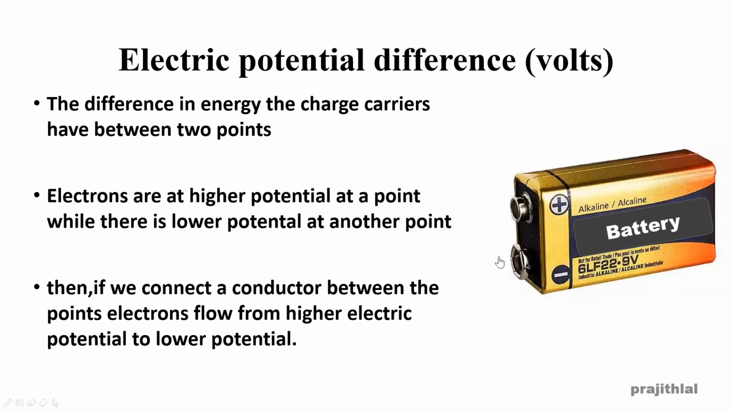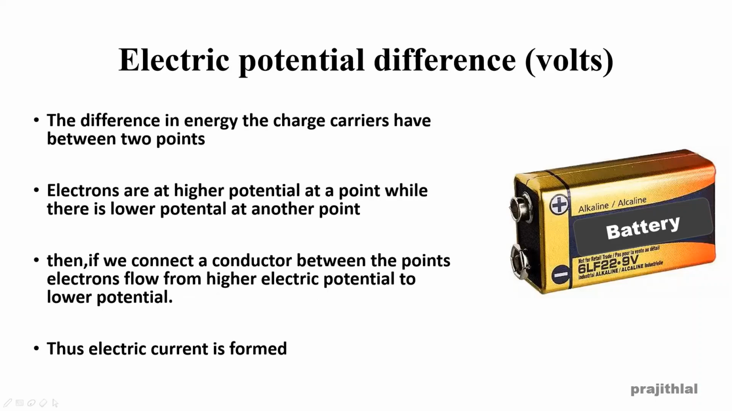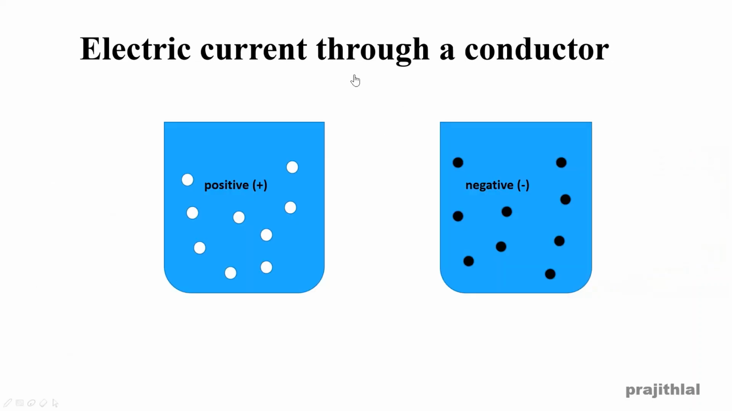Suppose we connect a conductor here, electrons flow from here to here, and the direction of electric current is opposite to that. So we can say that electric current is formed. Let me explain that. This is the current through a conductor. Suppose we have a negative terminal and a positive terminal. This is having positive potential. This is having negative potential.